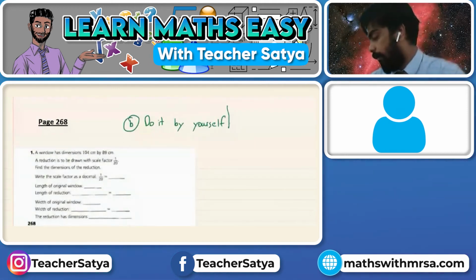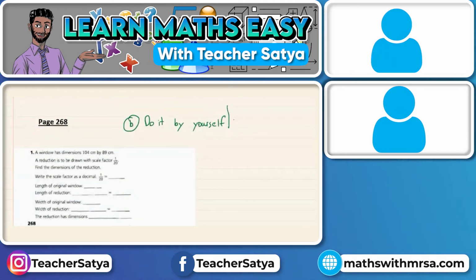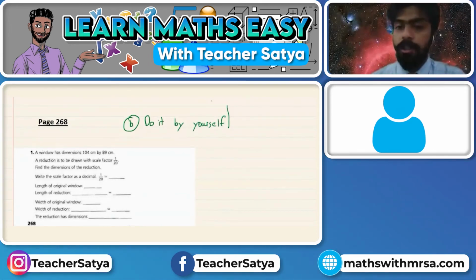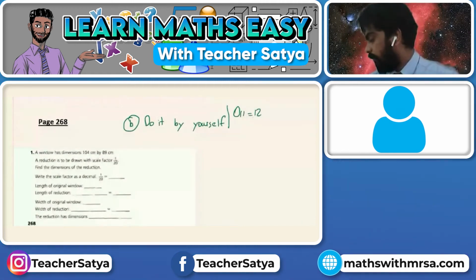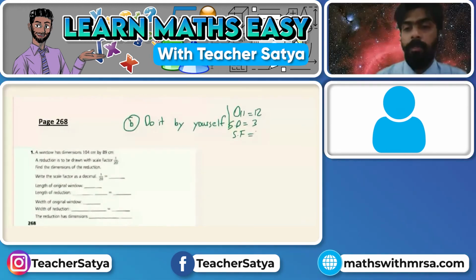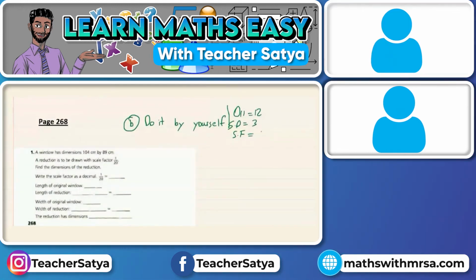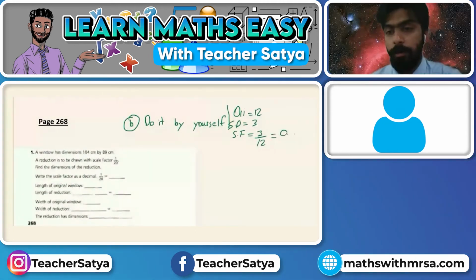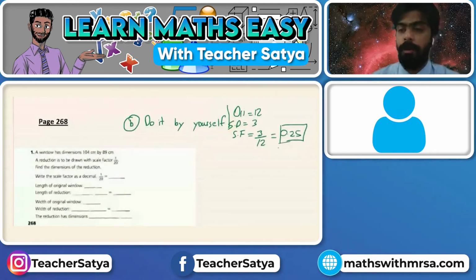What do you mean by 12, guys? Come on. Length of original rectangle. Yeah, that's it. Okay, so the original is 12. Let's write that down. Original is 12. And what about the scale diagram? Scale diagram is 3. So what's the scale factor? 3 over 12, which would give us 0.25, correct? So the scale factor is 0.25.